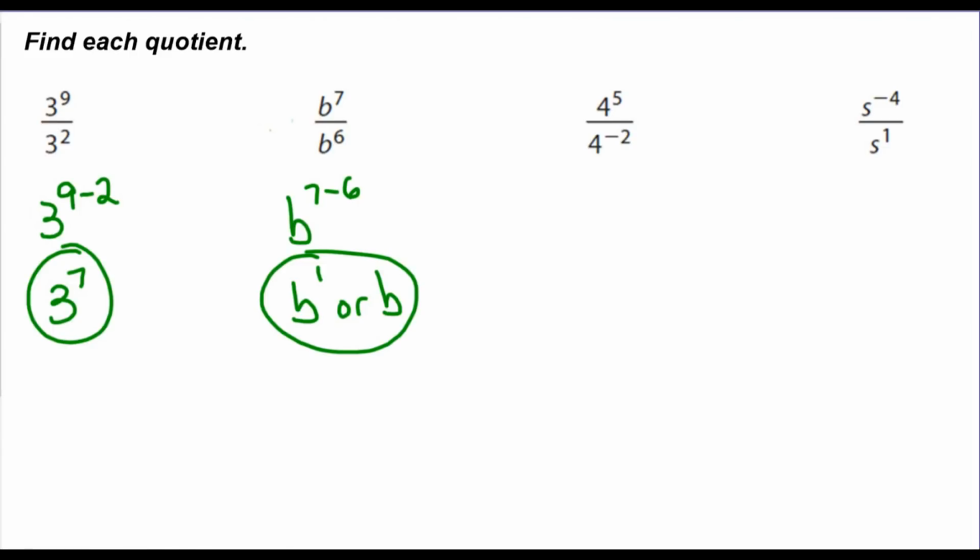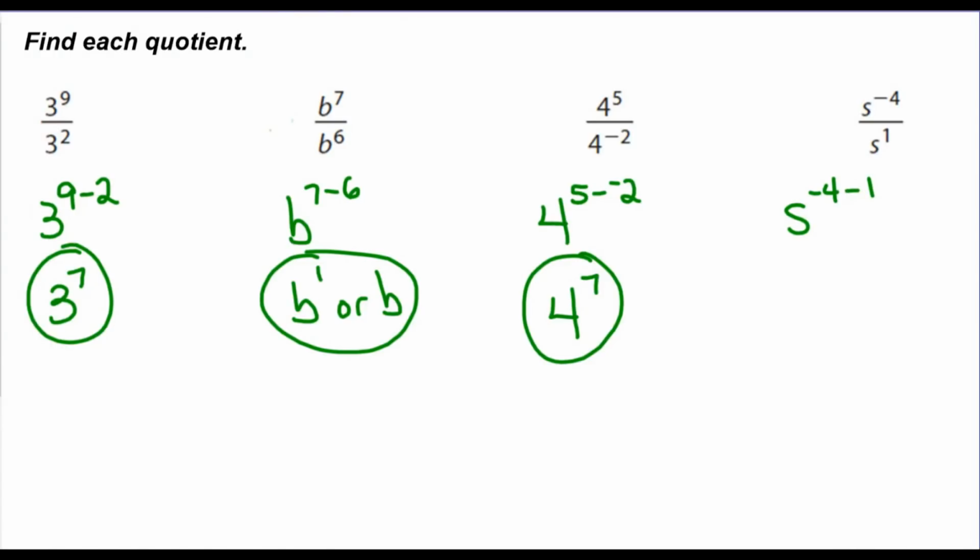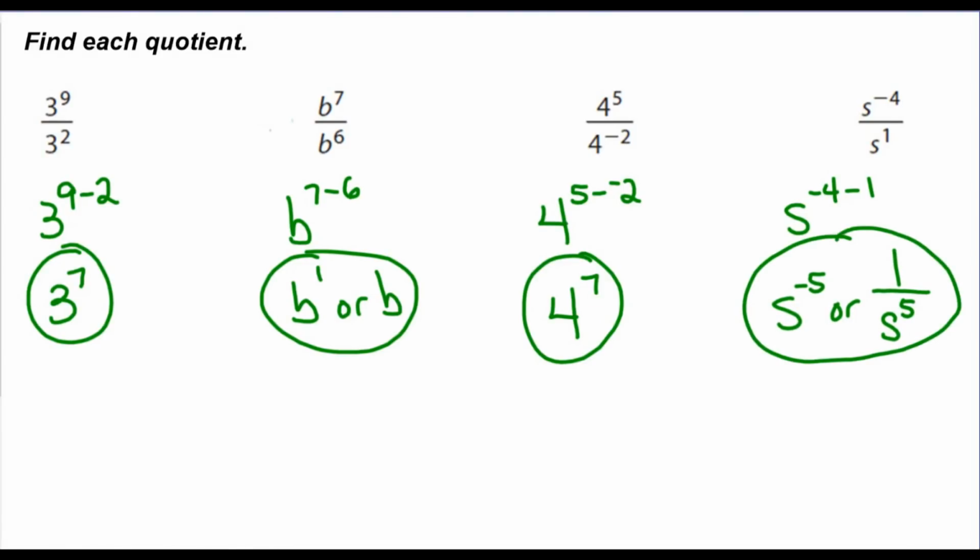4 to the 5th power divided by 4 to the negative 2nd power, that would be 4 to the 5 minus negative 2 power, which is 4 to the 7th power. Actually, 5 minus a negative 2 is like 5 plus 2, and that's 4 to the 7th power. And then s to the negative 4th power divided by s to the 1st power, that's like s to the negative 4 minus 1 power, which gives me s to the negative 5th power, or 1 over s to the positive 5th power. Either one of those is equivalent. So dividing and multiplying monomials, product of powers property, quotient of powers property.